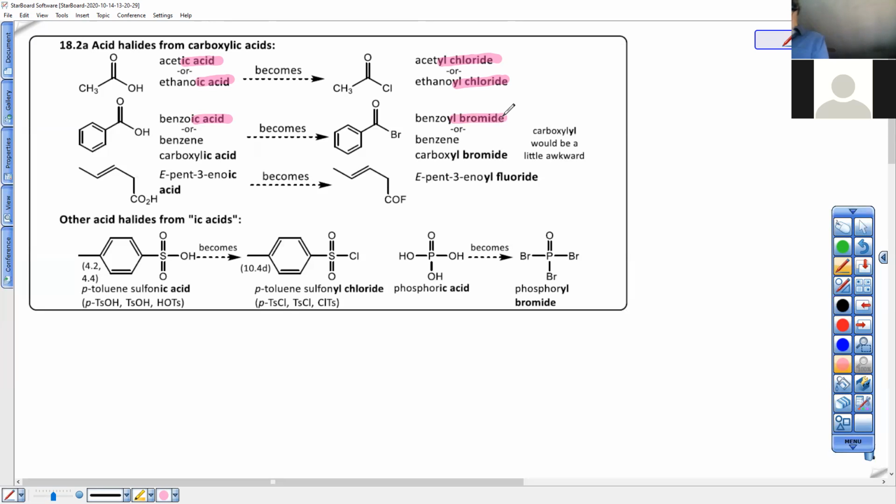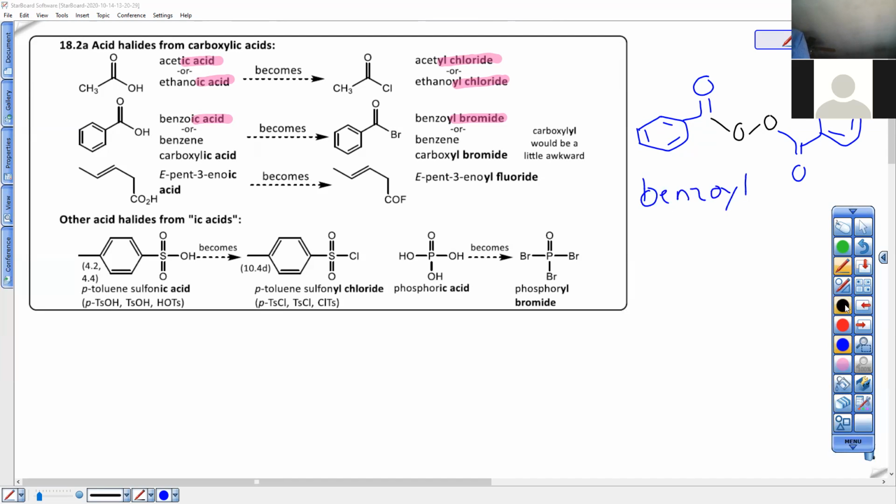You've probably heard the name benzoyl before. Some people more than others, including myself. This is a benzoyl, and it can be attached to things other than halides, like a peroxide. And I'm getting flashbacks to my adolescence right now. This is called benzoyl peroxide.